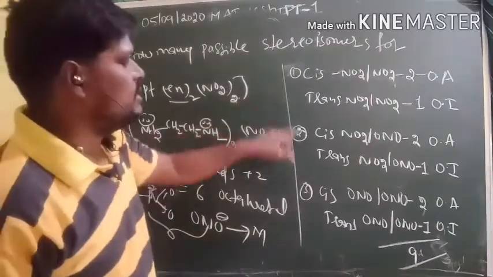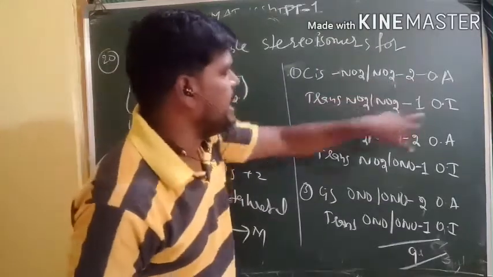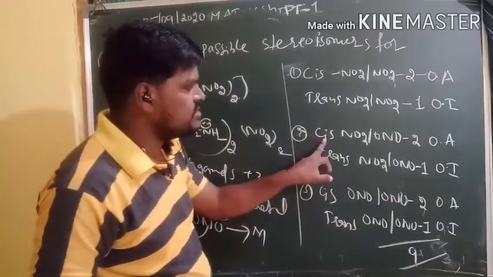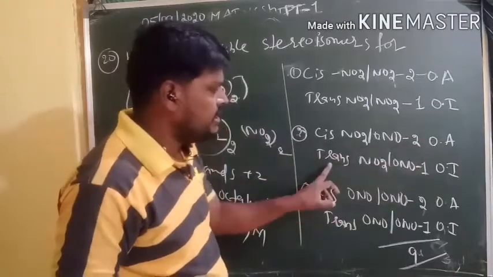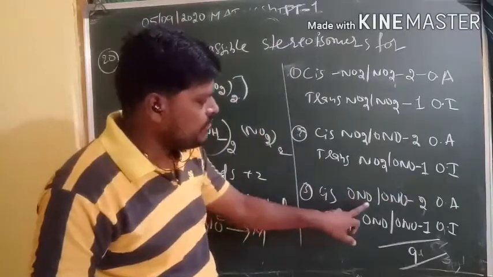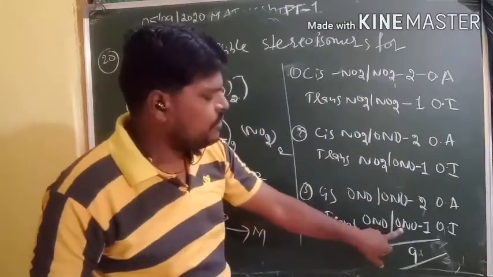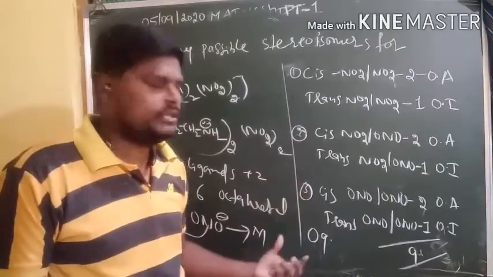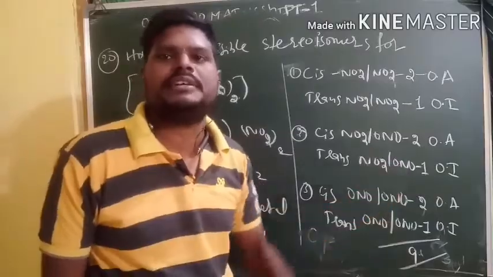So here 1, 2, 3 cases are possible. Cis NO2, two isomers, optically active. Trans NO2, one isomer, optically inactive. Case 2: cis NO2, ONO, two isomers, optically active. Trans NO2, ONO, only one isomer, optically inactive. Cis ONO, ONO, two isomers, optically active. Trans ONO, only one isomer, optically inactive. This is an integer type question. Total 9 isomers, so 9 is the correct answer.